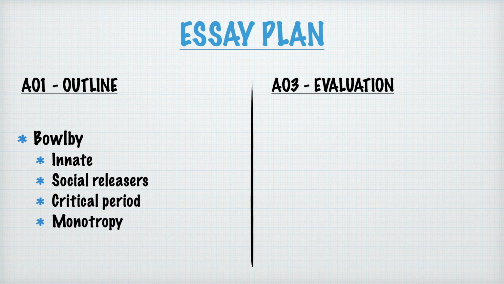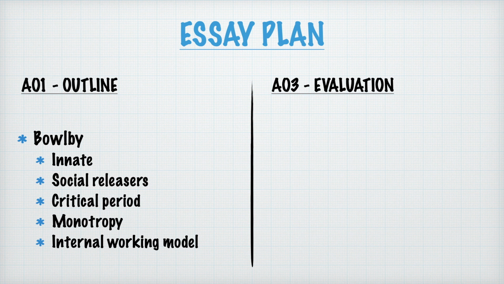The order I have them in here on the screen is the order that I feel makes sense, because you're starting from the beginning with the whole idea of it being evolutionary, and you're talking about the things that babies have when they're born, and then you start to talk about things like the critical period, monotropy, and so on and so on.